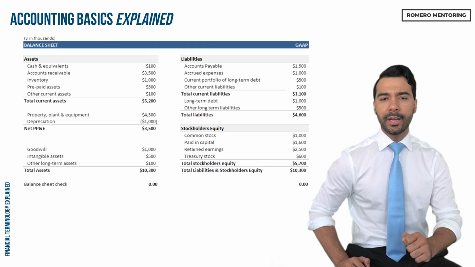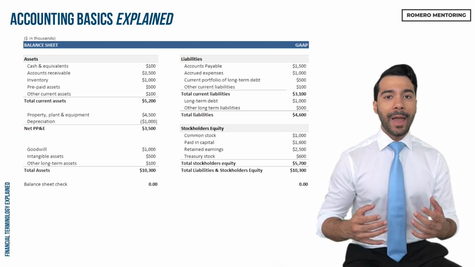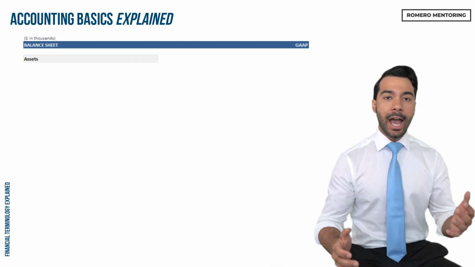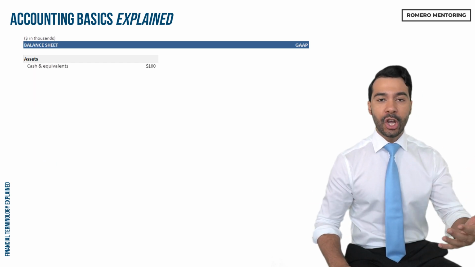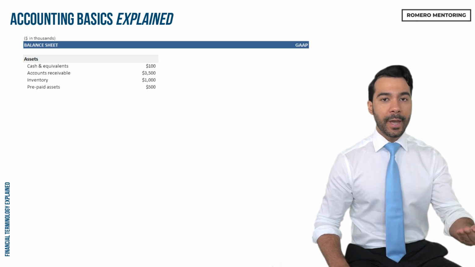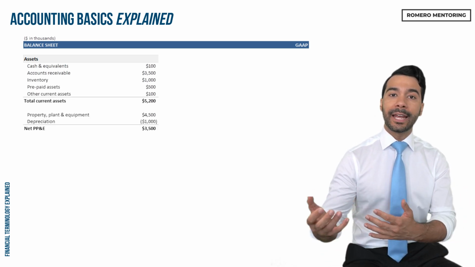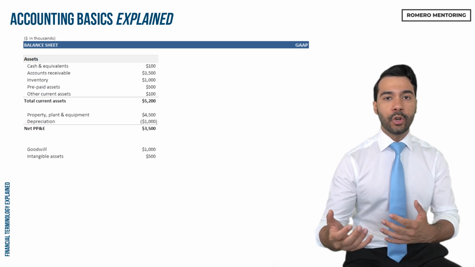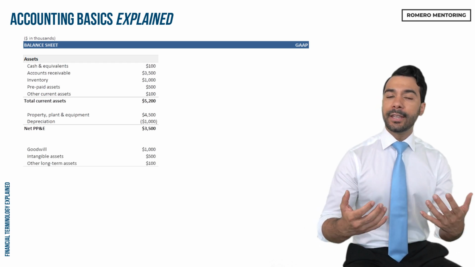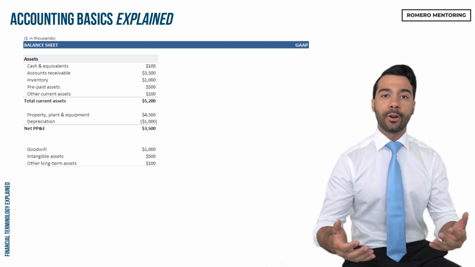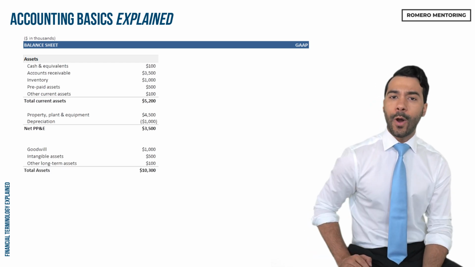The second statement is your balance sheet. Your balance sheet reports a company's assets and liabilities. On the asset side, you have cash, receivables, prepaid assets, and other current assets, and it also includes your property, plant, and equipment, intangibles, goodwill, and anything else that might be classified as assets longer than 1 year. All of that collectively is your total assets.